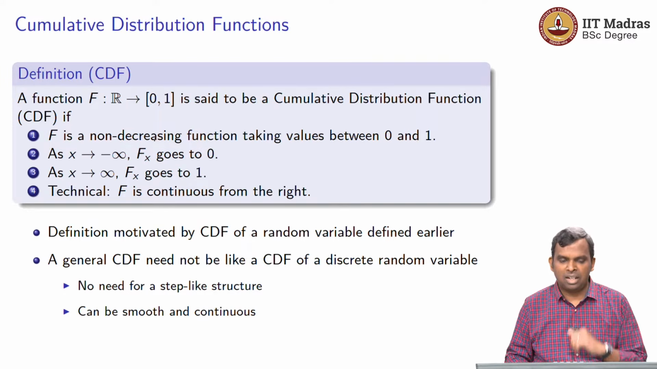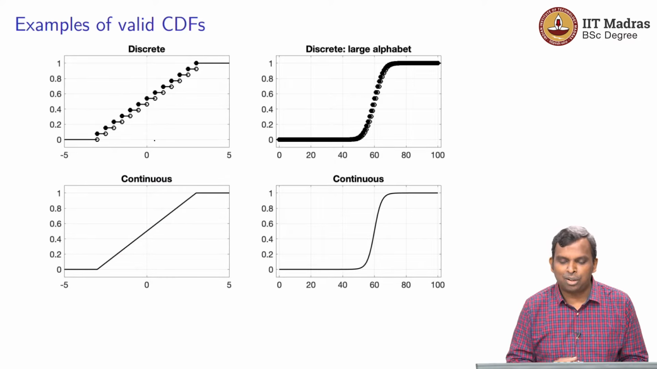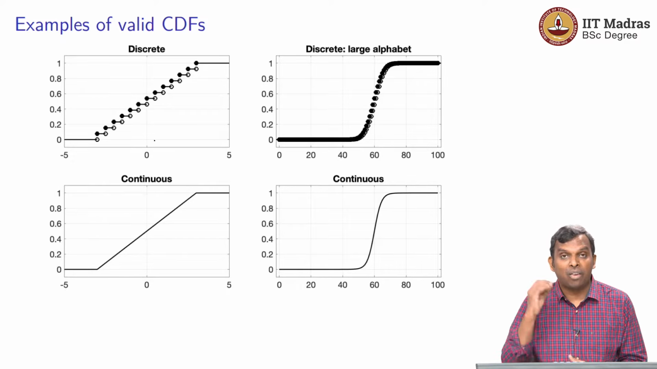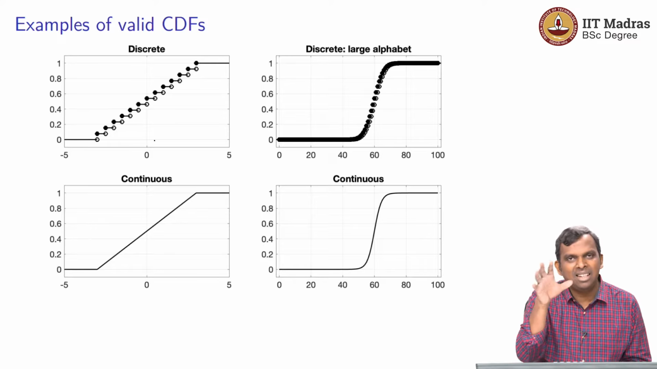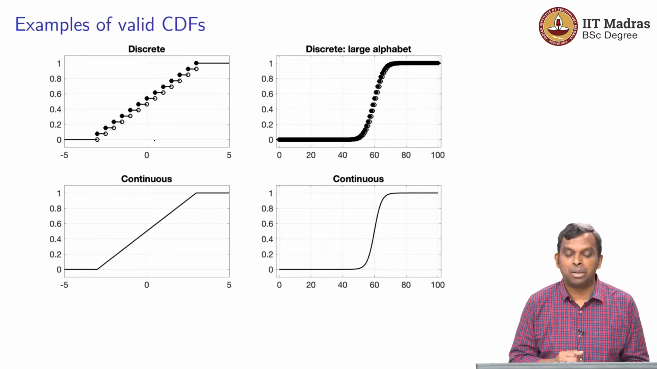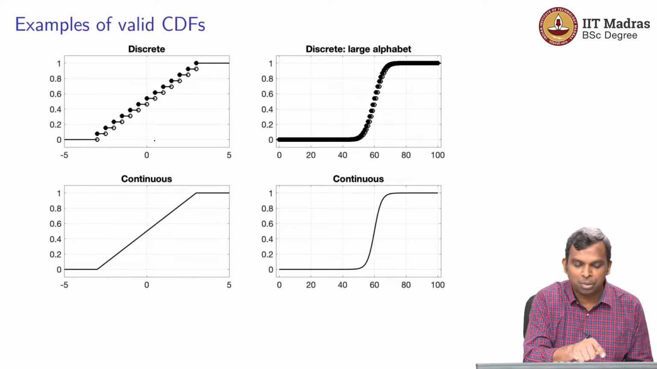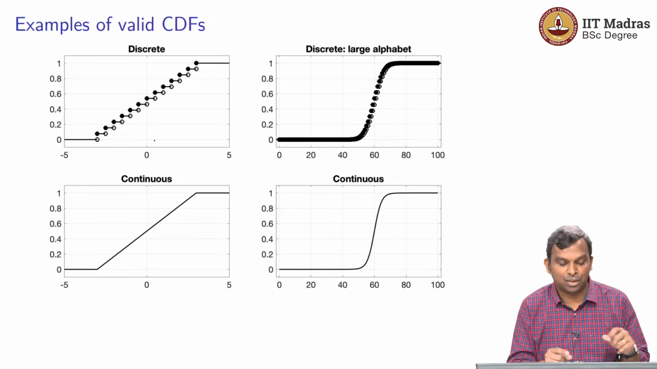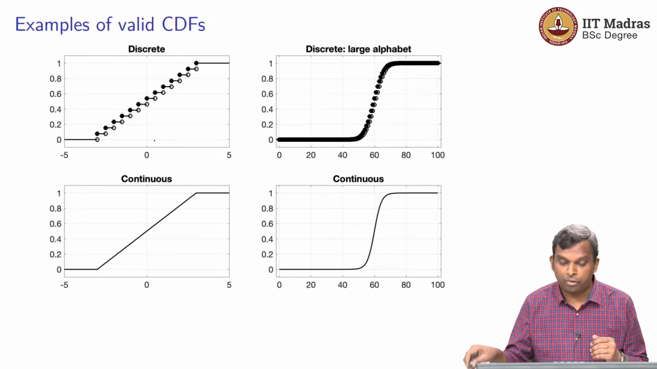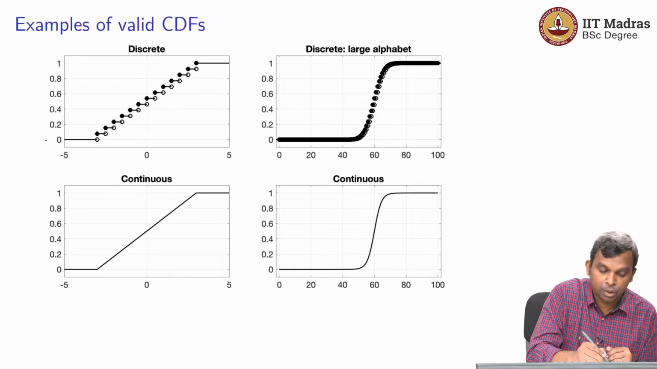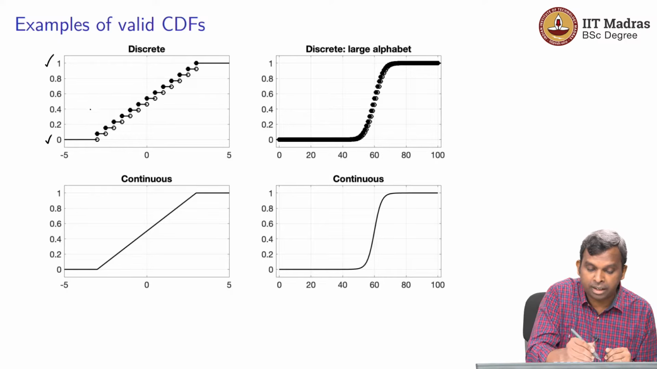So let's see some examples. Here are four different examples of valid cumulative distribution functions. You can of course have any CDF of a discrete random variable, and that would be a valid CDF. That's how the whole definition came about. You can see all the properties are satisfied. If you look at the first plot, the top left plot here, it starts at 0, that's a tick mark. It ends at 1, it's just a tick mark. It is non-decreasing.